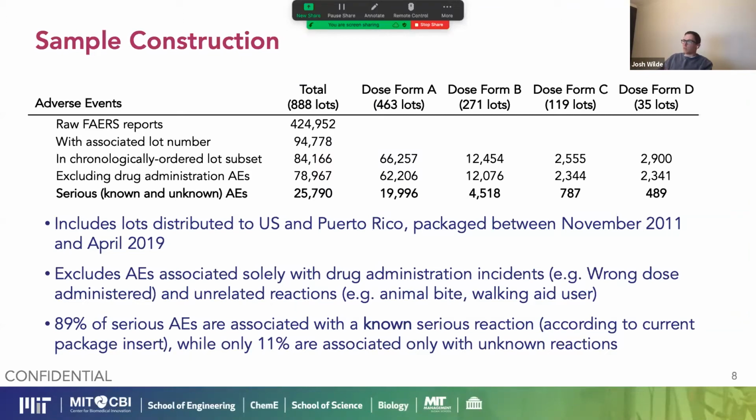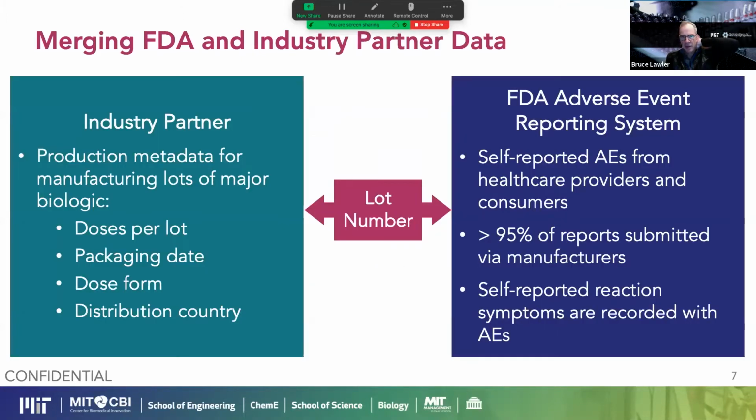Oh, sorry, someone had a question. Anything about the production data? You just know the lots.